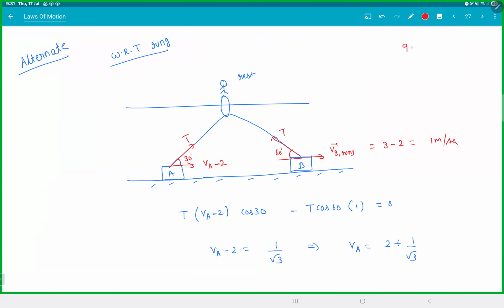Take a small break. Come back by 9:36. We'll continue from here. Now we will slowly go into little higher levels. Any doubt so far? Come back in 5 minutes.